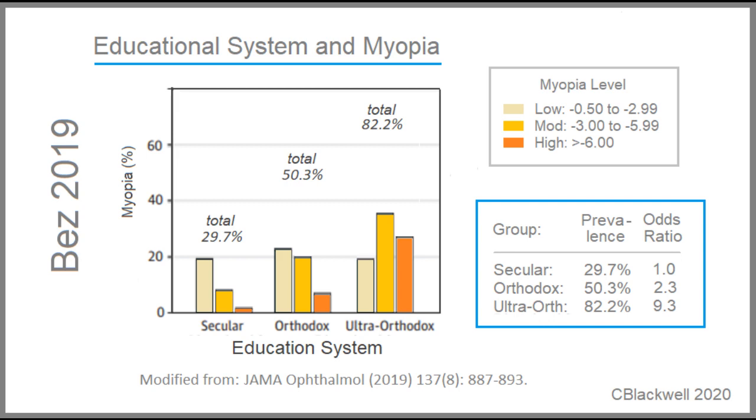Relating prevalence and degree of myopia to school type, clearly the ultra-Orthodox schools had a greater degree of myopia overall, borne out by prevalence and odds ratios. Whether this is from more hours of reading or less time outdoors, or both, is not addressed in the study.